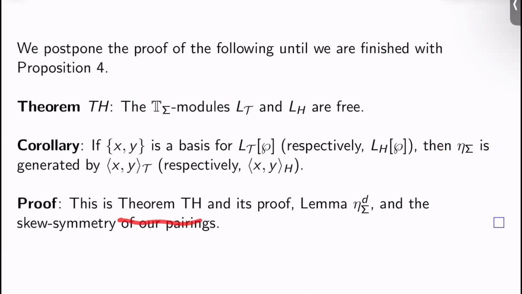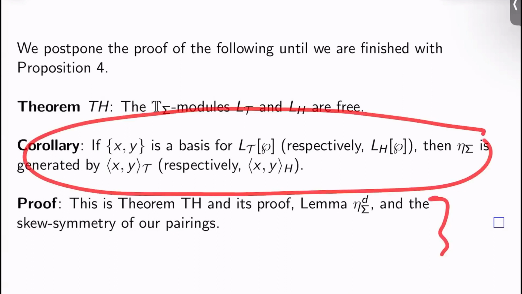It's really just theorem TH and its proof, which we haven't gone through yet, Lemma eta to the d sub sigma, which is an old lemma from the beginning of the chapter, and then you can check that the pairings above are actually skew symmetric. That's really easy to do. And if you combine these three facts together, you get this immediately.